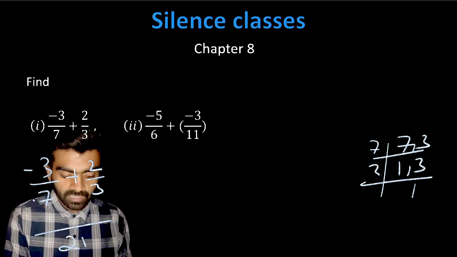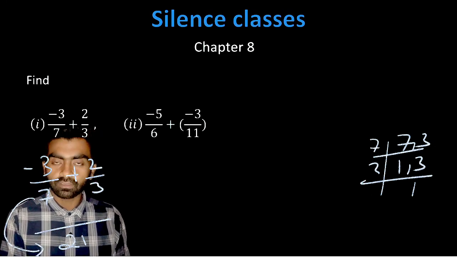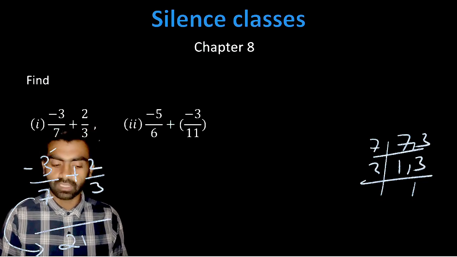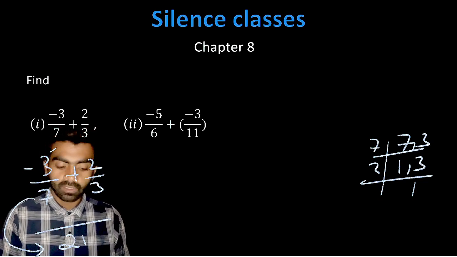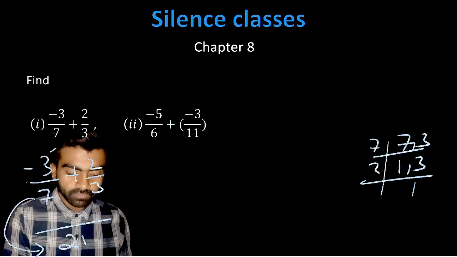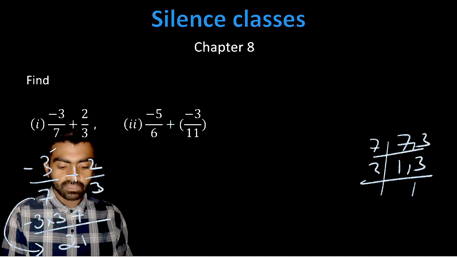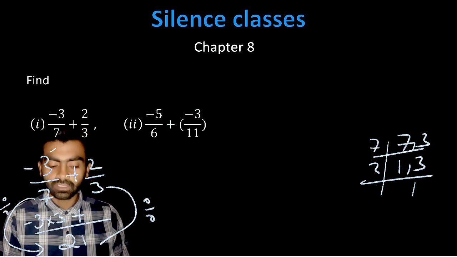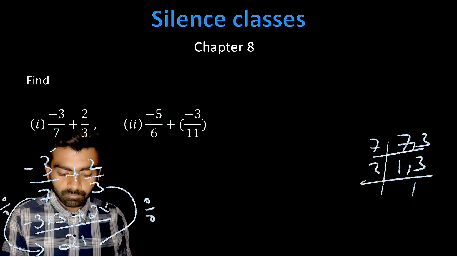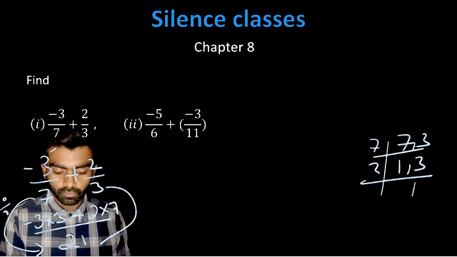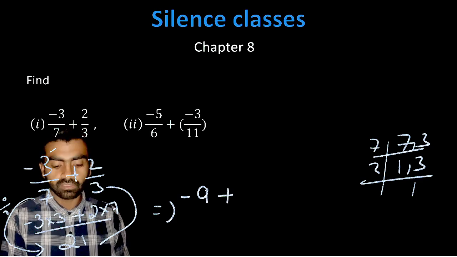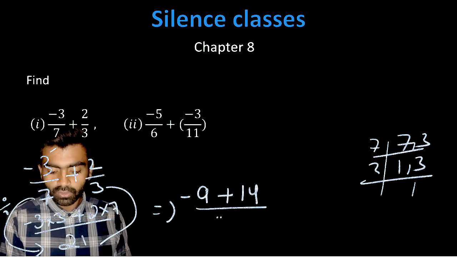I have explained that we have to divide it by this denominator, and whatsoever answer will come, we have to multiply it by the numerator. So 7 3s are 21, 3 is the answer, and we have to multiply 3 by minus 3. Minus 3 multiplied by 3, that is minus 9. Then we divide by the denominator 3, so 7 means 2 multiplied by 7, that is 14, upon 21.